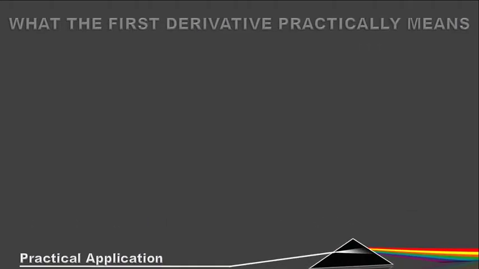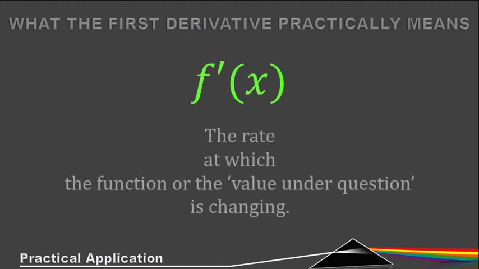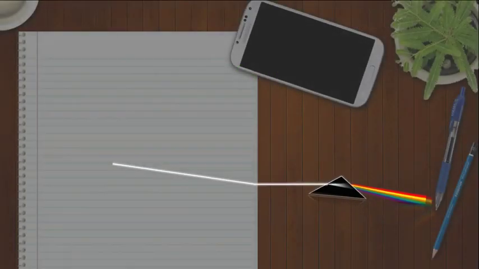Now we're going to get started by looking at what the first derivative practically means. The first derivative of a function is the rate at which the function, or the value in question, is changing. So always remember, when you're looking at a question, to practically think about what they are asking, and then think about what is changing and how fast it is changing.